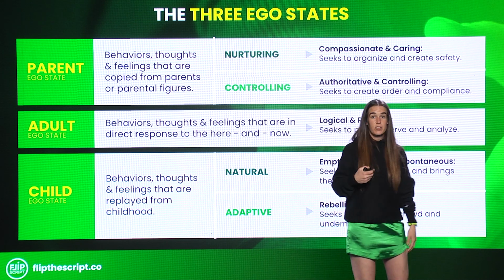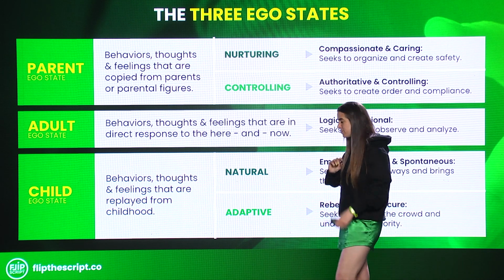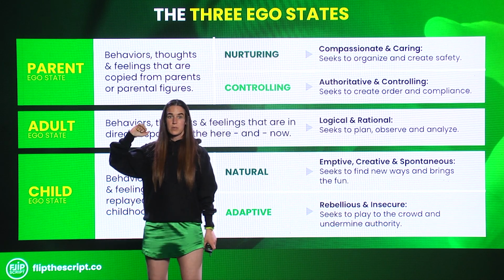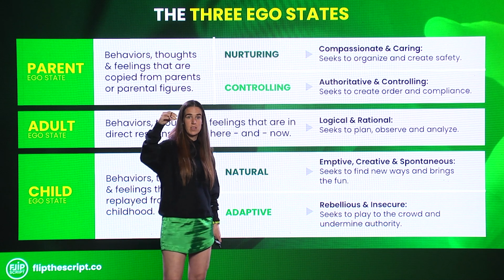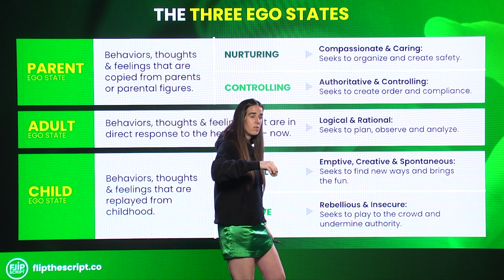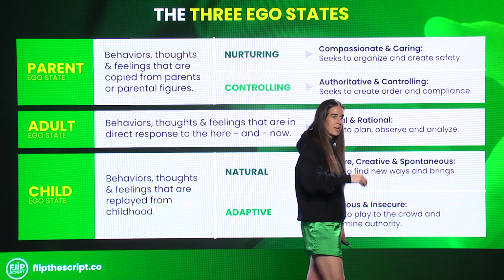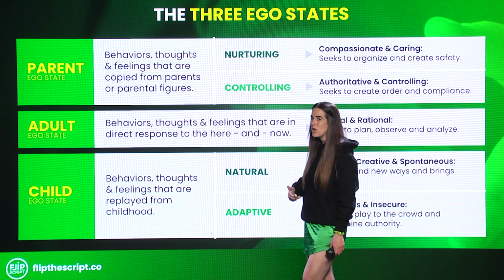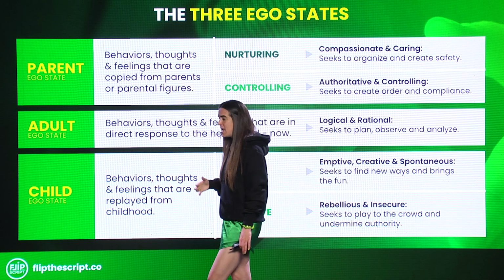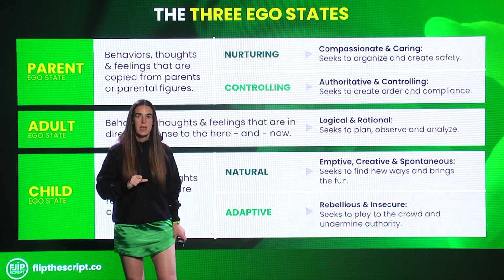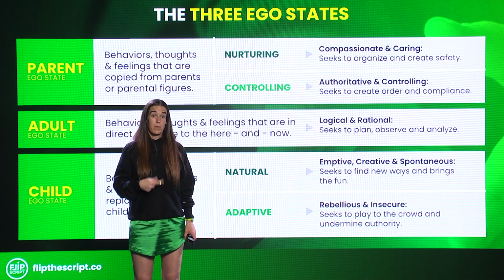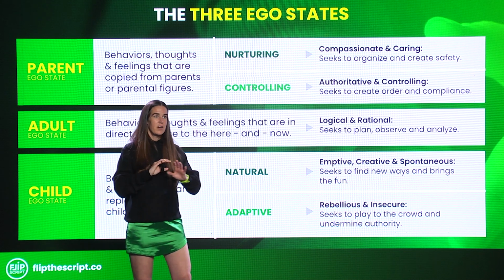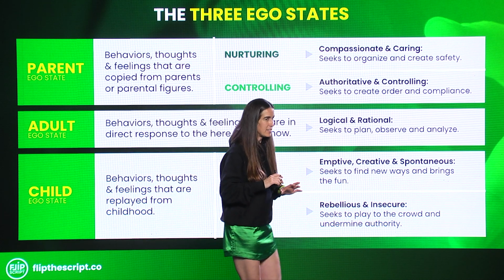In the middle is the adult ego state. The adult ego state is the holy grail of ego states. It is responsible for the thoughts and behaviors of the here and now. It's all about the present. It's plan heavy, analytical, logical, rational, pragmatic, and all it seeks to do is to understand more. It has no emotion.